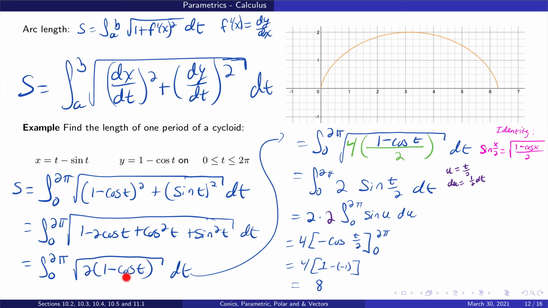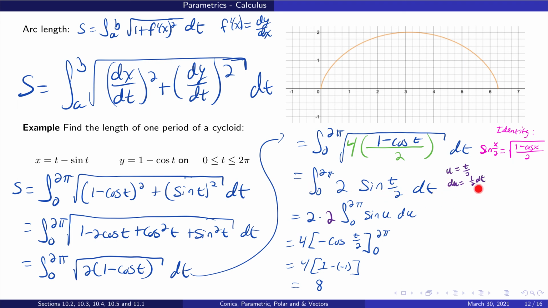2 times parentheses 1 plus 1 minus cosine t is going to be changed into 4 on the outside, 1 minus cosine t over 2. The reason why I want this 4 and this 2 here is because now 1 minus cosine t over 2 is the half angle identity. If I take 1 minus cosine t over 2 square rooted, that's the same thing as sine of that half angle. So the square root of 4 becomes a 2, which moves to the outside. And now I have the antiderivative of sine t over 2 dt.